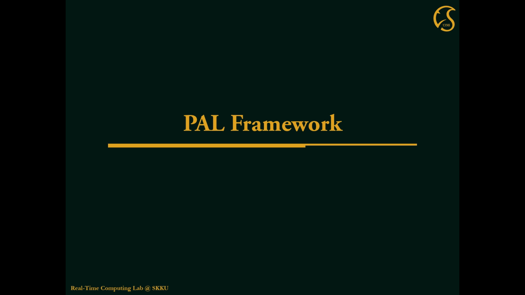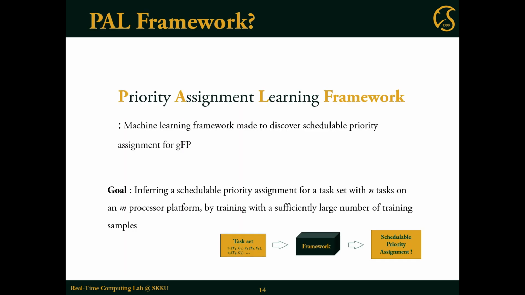Starting with our PAL framework. PAL is an abbreviation for Priority Assignment Learning framework, which is, as written right there, a machine learning framework made to discover schedulable priority assignments for GFP. The goal of this framework is to infer a schedulable priority assignment for a task set with n tasks on an n processor platform by training on a lot of samples.